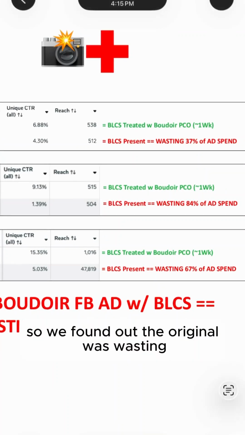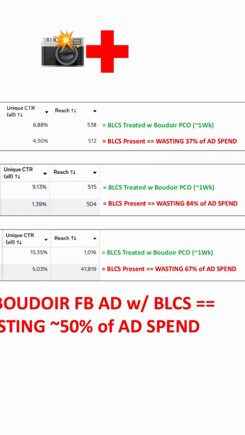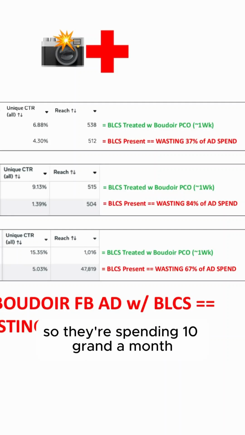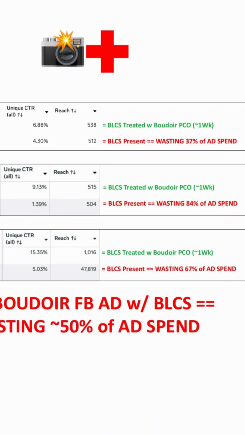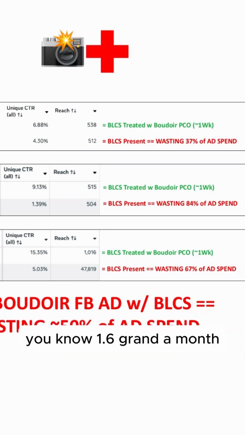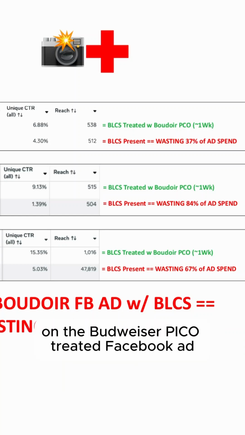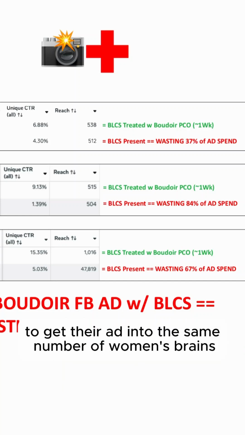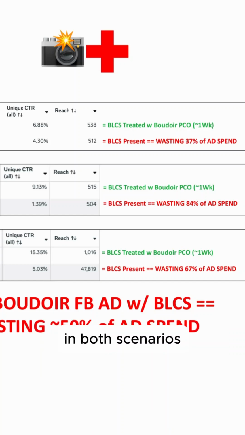So we found out the original was wasting 84% of its ad spend. So say they're spending 10 grand a month on the original Boudoir Facebook ad. Now they only need to spend $1,600, 1.6 grand a month on the Boudoir Pico treated Facebook ad to get their ad into the same number of women's brains in both scenarios. So as a result, we're eliminating $8,400 a month in wasted Boudoir Facebook ad spend.